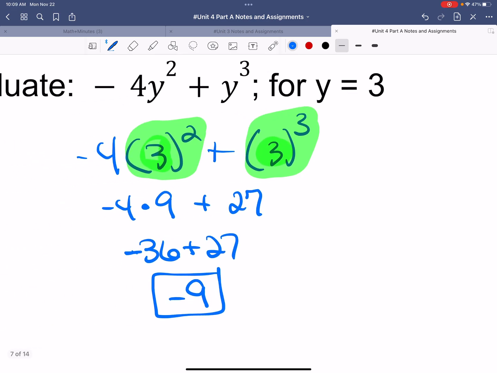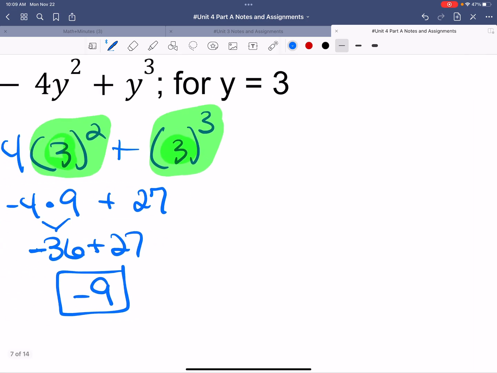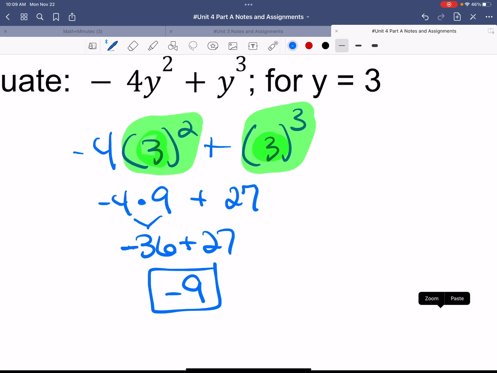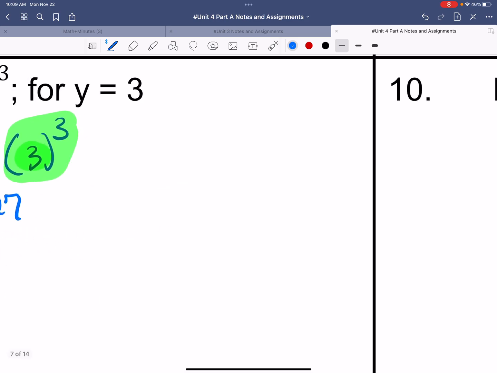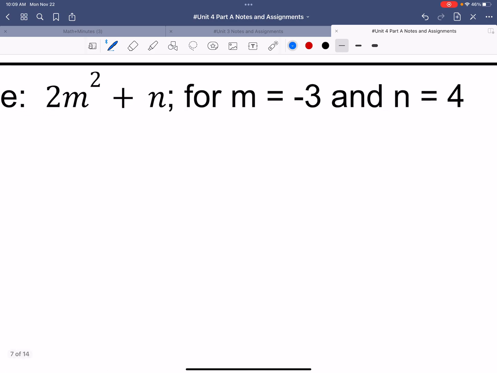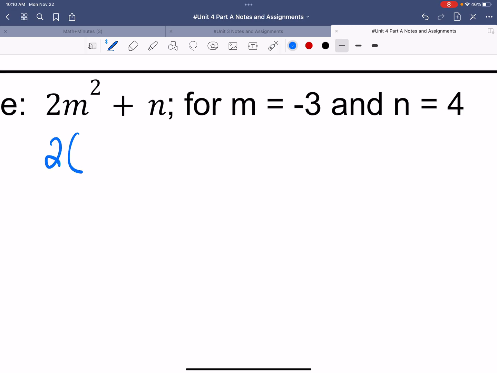Okay, we've got to do some substituting. What do I need to do when I substitute again? What do I have to use? Parentheses. 2 times -3 squared plus n is 4. Do I really have to use parentheses with the 4 right there? Not really. Does it hurt to do it? No, it doesn't. I'd rather you were consistent and did things right than to be inconsistent.